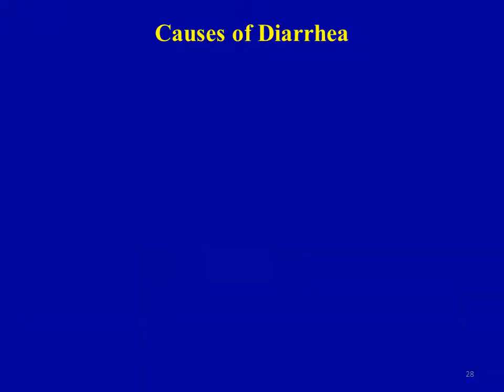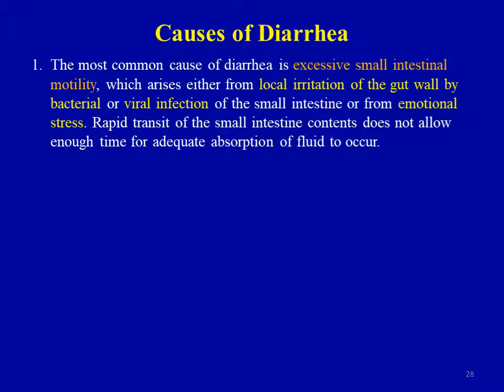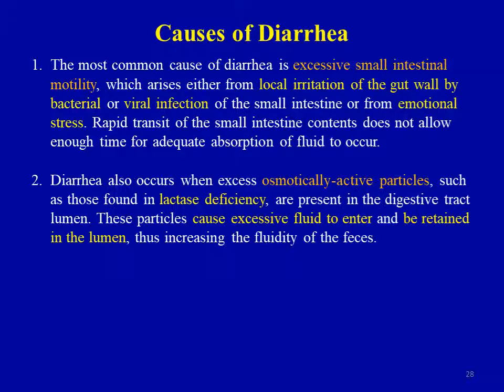What are the causes of diarrhea? The most common cause of diarrhea is excessive small intestinal motility. So we have less time for digestion to be completed and for absorption, which arises either from local irritation of the gut wall by bacterial or viral infection of the small intestine, or from emotional stress. Rapid transit of the small intestine content does not allow enough time for adequate absorption of fluid to occur.